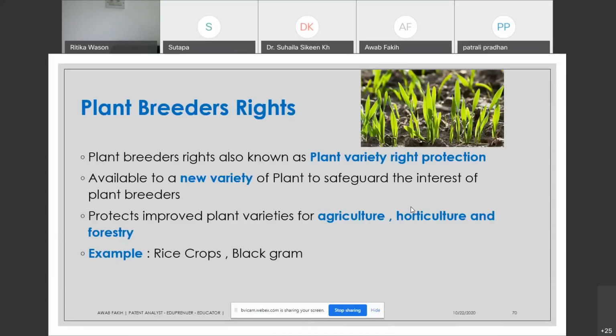Indian breeders have developed a large number of new varieties that are freely available to others for exploitation. But plant breeders' rights, my dear friends, are also known as the Protection of Plant Varieties and Farmers' Rights Act 2001. That protects the interest of the breeders as well as the farmers. We have to have a very good balance between both. These rights safeguard the interest of the farmers of India.